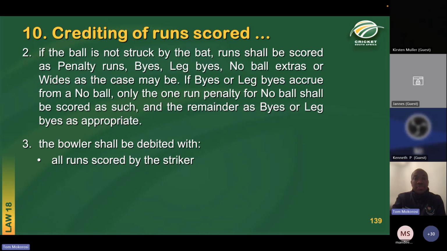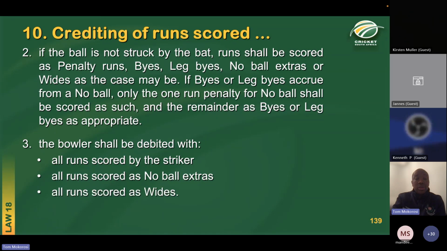What about the bowler? They always are very keen to have as few runs as possible against their names. When are runs recorded against a bowler? Well, whenever runs are scored by the striker, all of those runs will be recorded against the bowler's name. All runs scored as no ball extras will be recorded against the bowler's name. All runs recorded as wides will be recorded against the bowler's name.